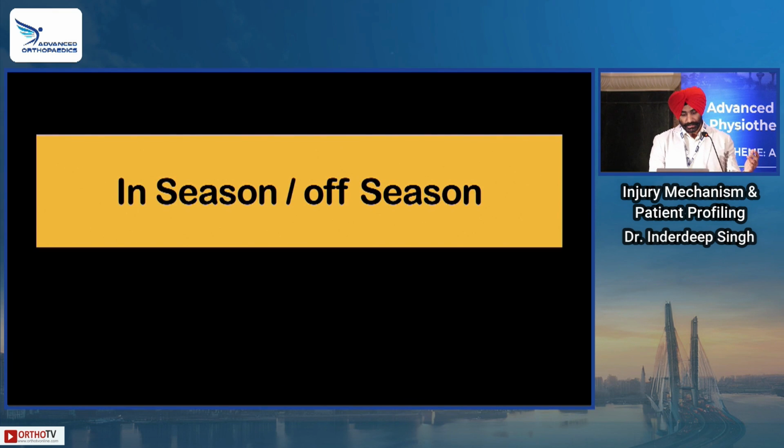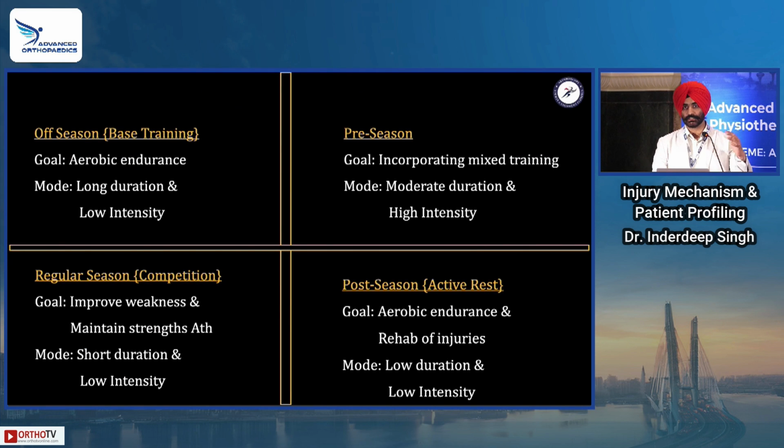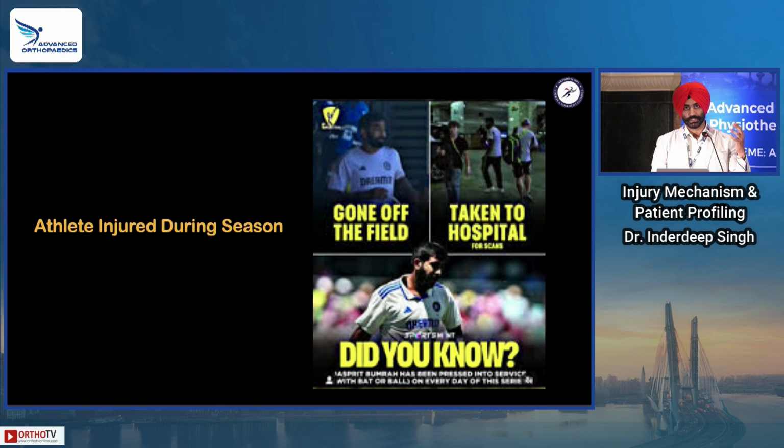And then in season and off season, so there are sports seasons, and when they injure themselves, you should know how much time is left for it. If it has happened in season, then you have to change the training pattern. As we all know, he was injured in the middle of the season, and we were waiting for another Champions Trophy to happen, but he was out of the Champions Trophy. So it's very important that we should know when the athlete is getting injured, and we should try to work on it.